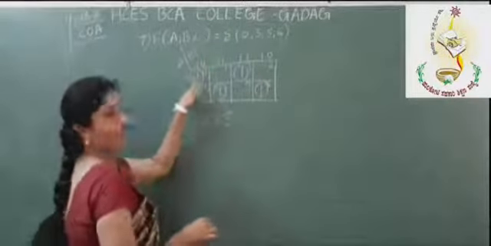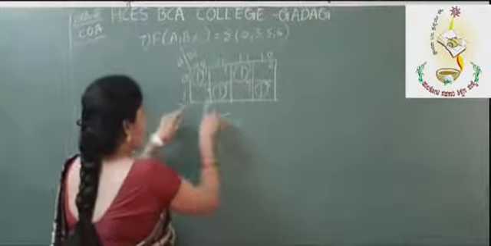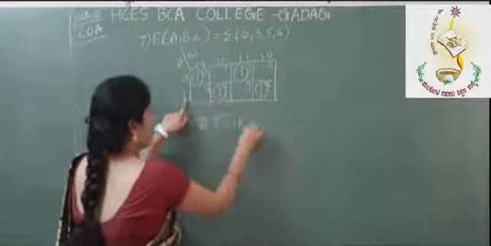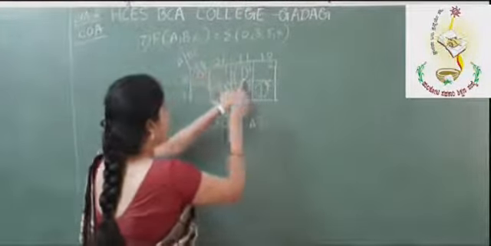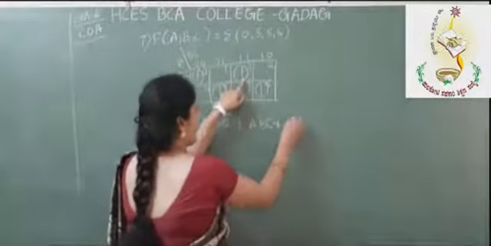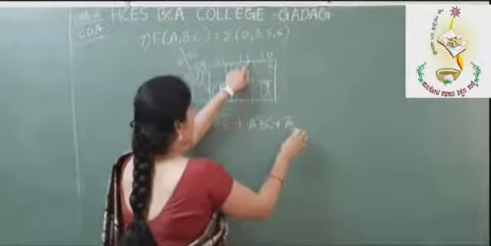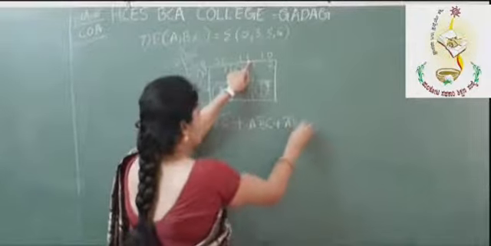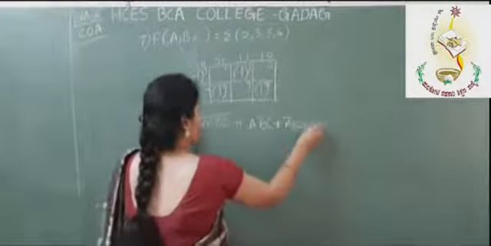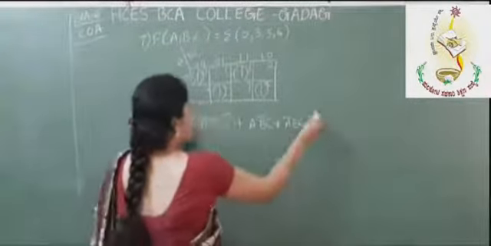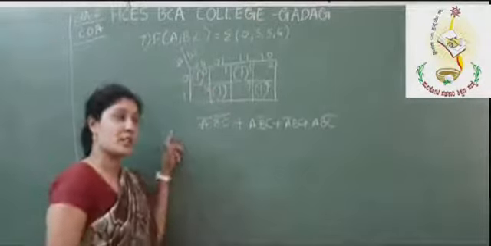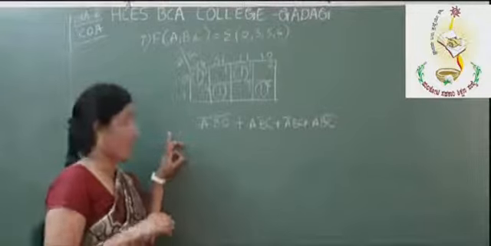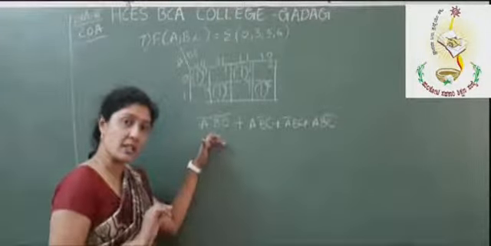See, we have to write all the values. Plus for this A, here B bar C. For this here A bar, here B C. Plus for this here A, here B C bar. So this is what we got. Now you have to think, can we simplify this expression?